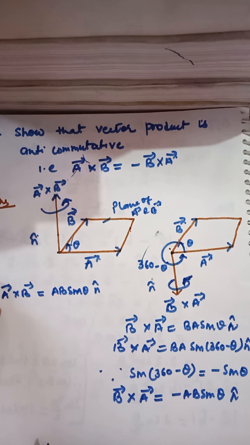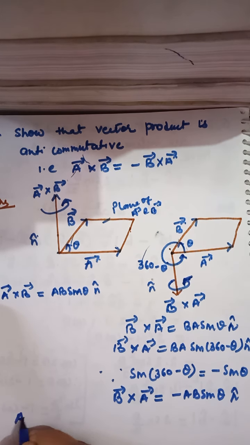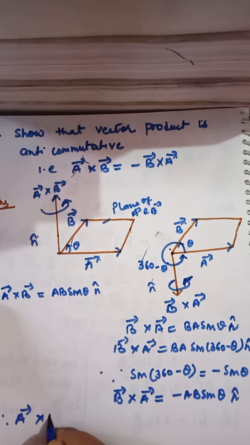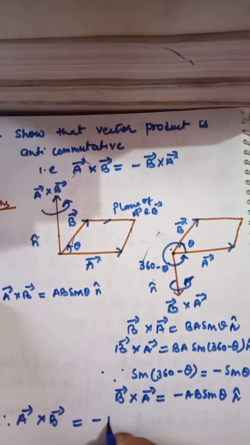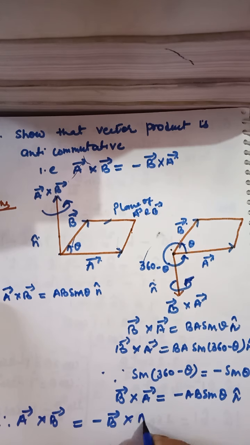And hence this shows that the vector product is anti-commutative. Hence A vector cross B vector will be equal to minus B vector cross A vector.